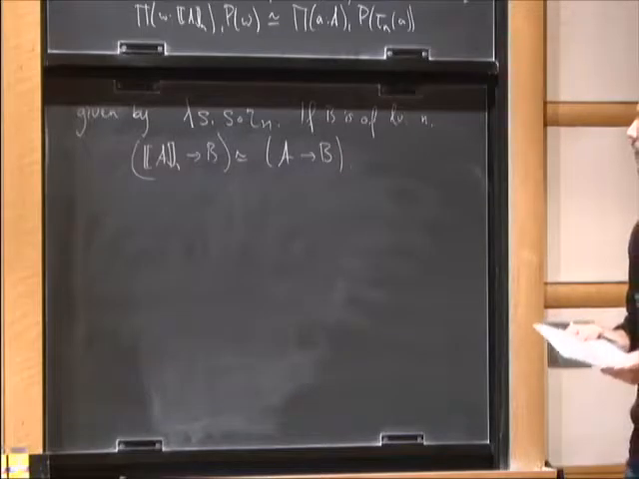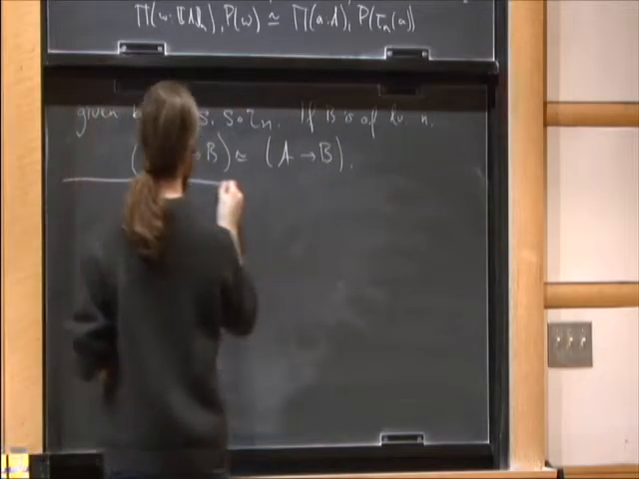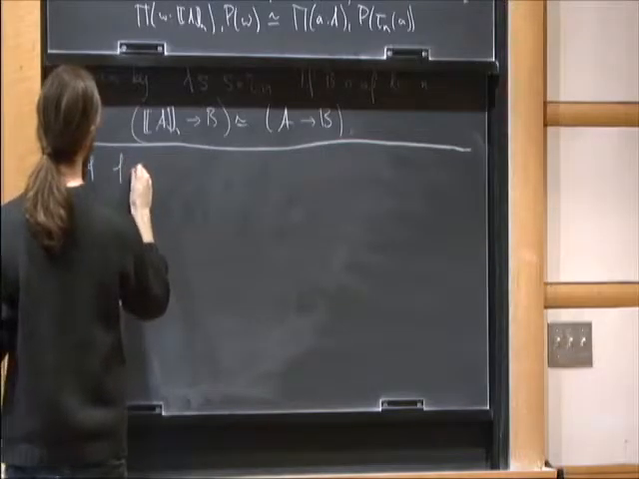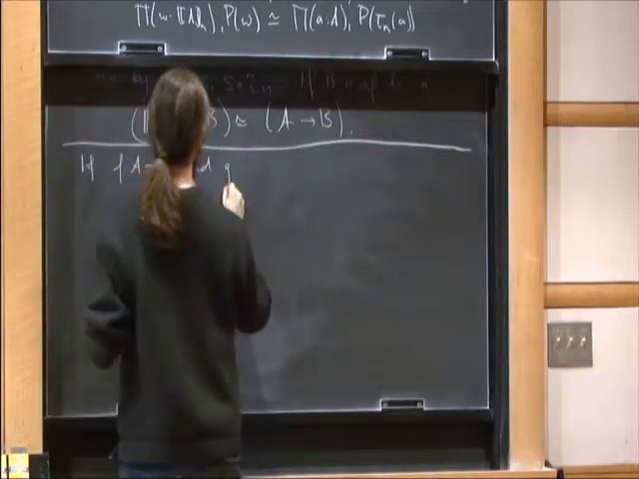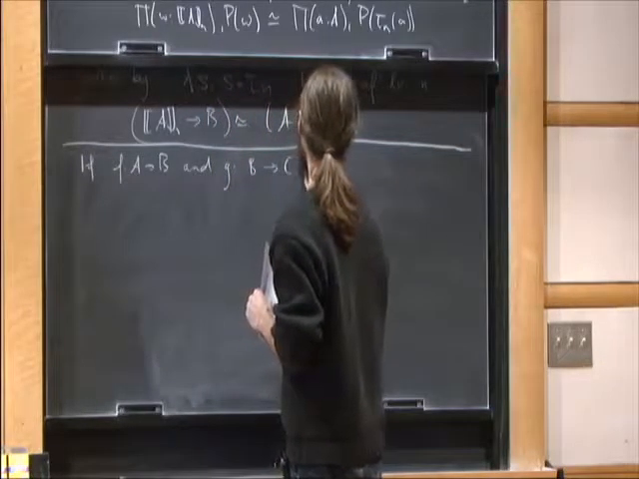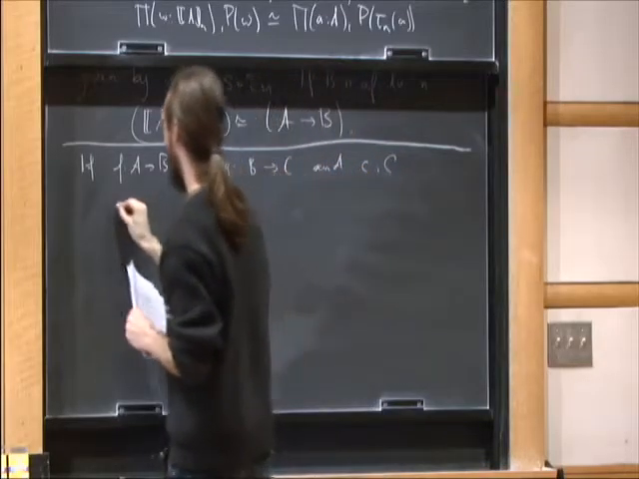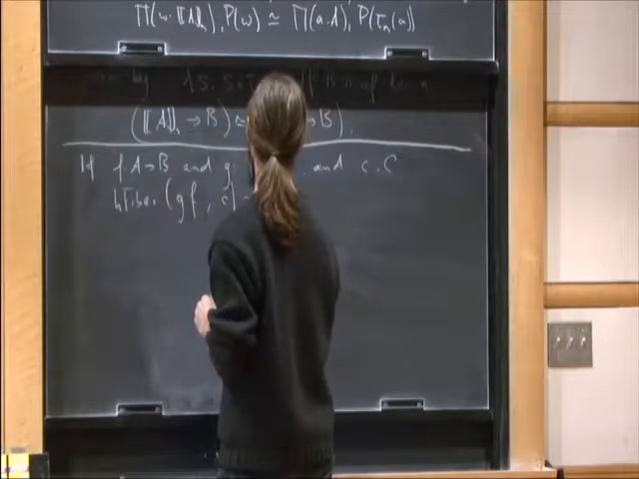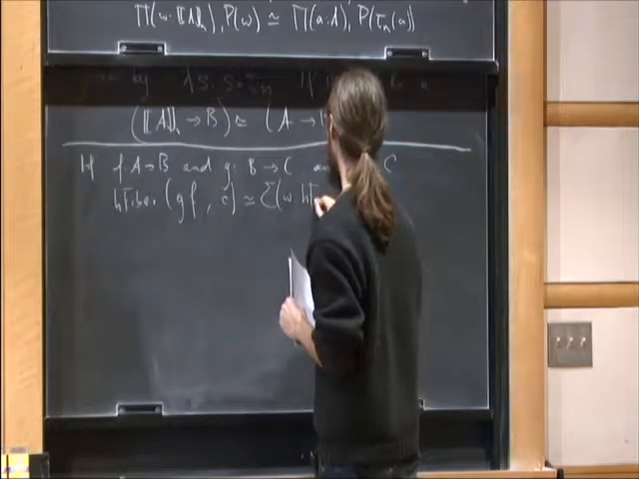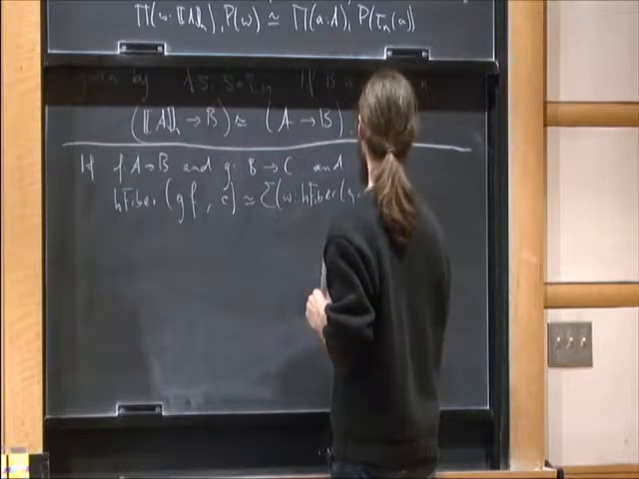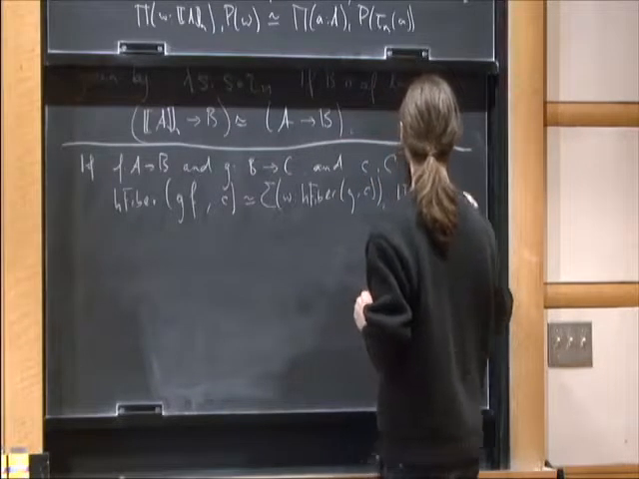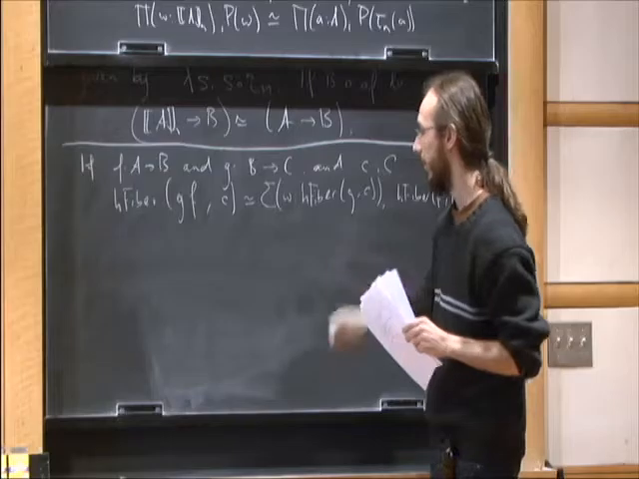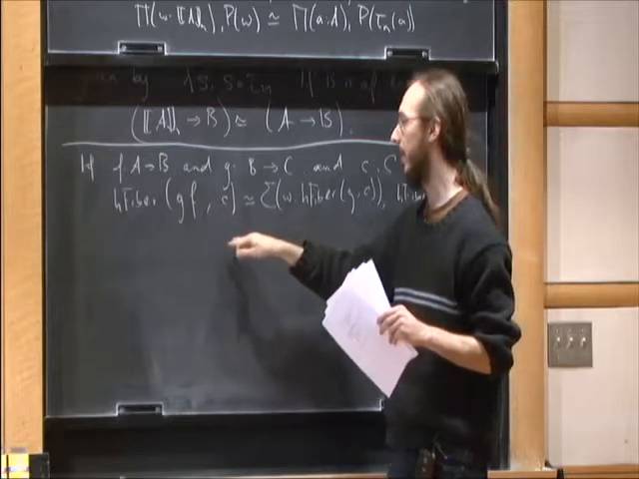Then what else? There are some more equivalences that I will be using all the time. So I will just denote them here. If f from A to B and g from B to C, and c is in C, then the hfiber of g∘f at c is equivalent to the sum of w in hfiber of g at c, of the hfiber of f at pr1 of w. So this explains how you compute the homotopy fiber of a composition.